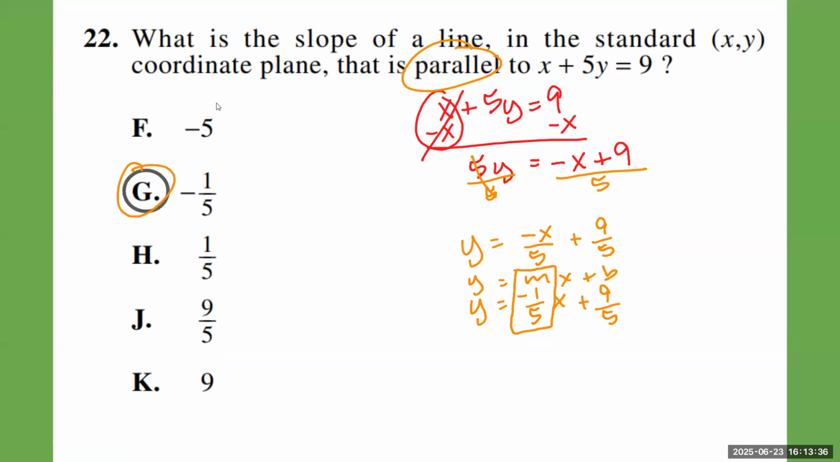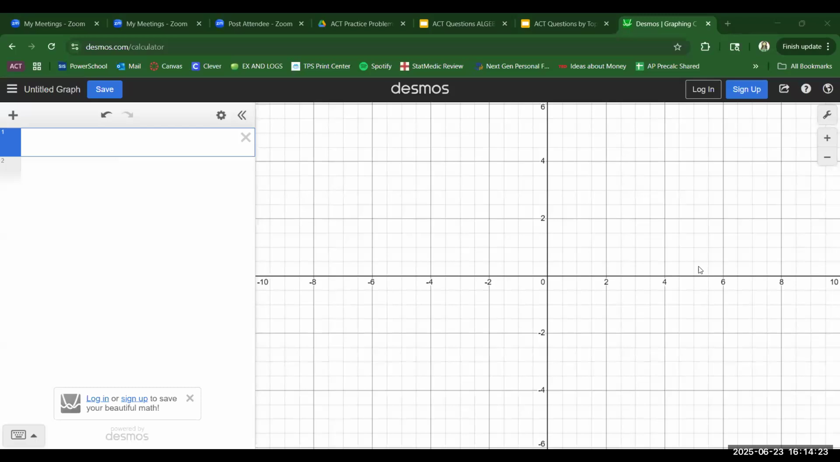Now, I want to hop over to a graphing calculator to show you a way that you might be able to bypass all that math if you want to go quicker on a question like this. Notice that I chose to go to Desmos instead of the handheld calculator because your handheld calculator cannot type in x plus 5y, but your Desmos calculator can. And so instead of having to do all that algebra, we can type in the equation exactly how we see it. So we have x plus 5y equals 9. Now, it does graph the line for us, which is great, but we have to figure out what the slope is. So we have to do the algebra that goes along with this question graphically.